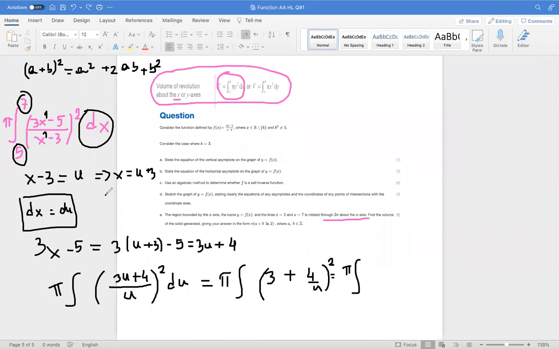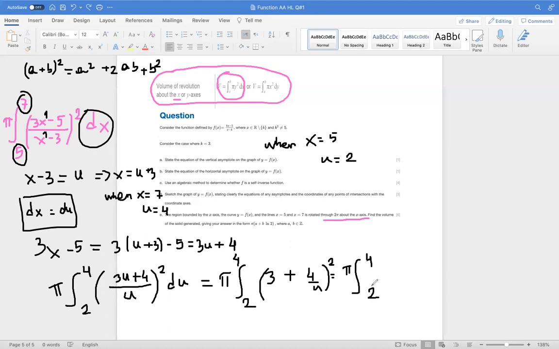So when x equals 7, because this is my interval, right? X equals 7, u will be 4. And when x equals 5, u will be 2. So my interval is from 4 to 2. Here we have also 4 to 2.